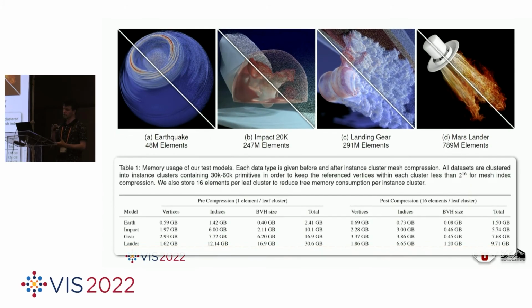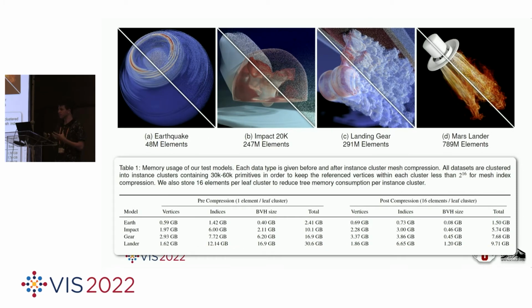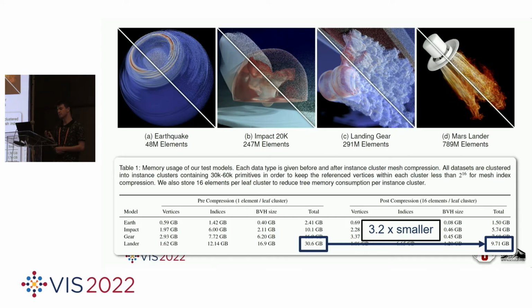So when looking at our memory consumption with this transformation that we can do, you're able to see a compression of up to 3.2x for our bigger data sets.